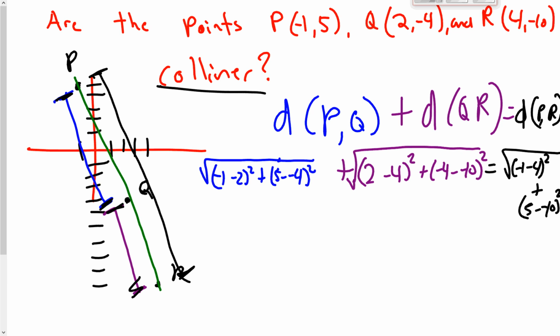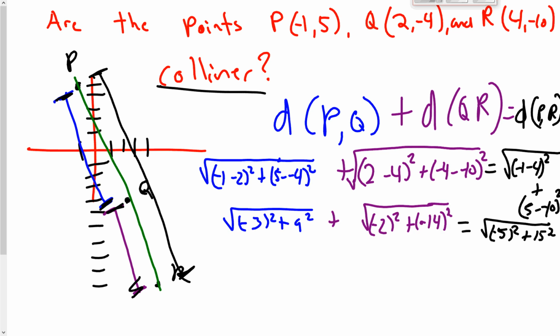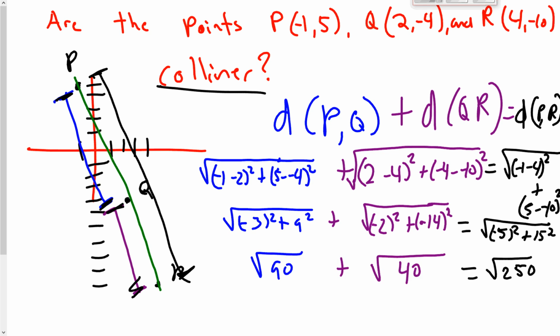Alright, so here they're all 3 written in the distance formula. I have my P to Q here in blue, my Q to R in purple, and the black one here is P to R, which I didn't have enough room to write there. Go ahead and try to simplify these and see if they add up to equal each other. Okay, so that's a little simplified. Negative 3 squared plus 9 squared square rooted, negative 2 squared plus negative 14 squared square rooted, and negative 5 squared plus 15 squared square rooted. So if you got stuck at the endpoint, now you can keep going.